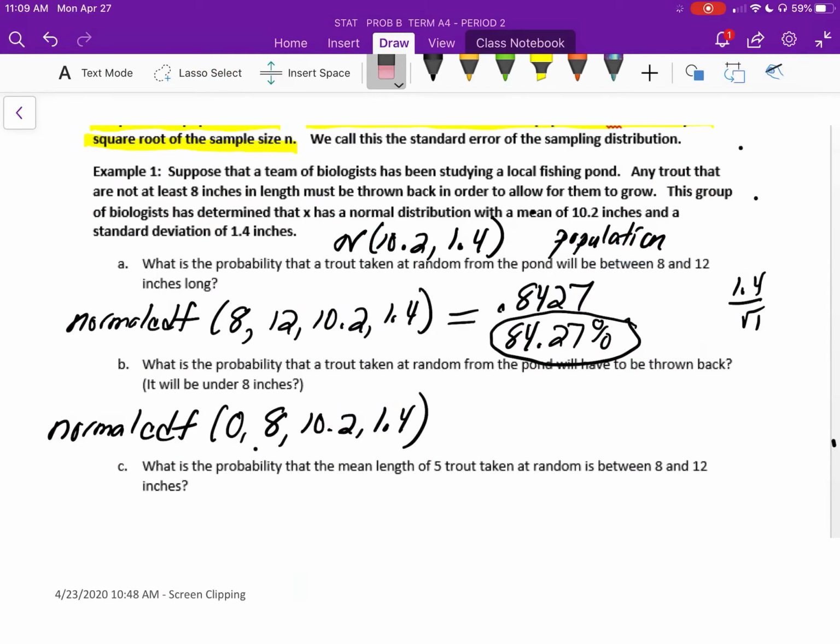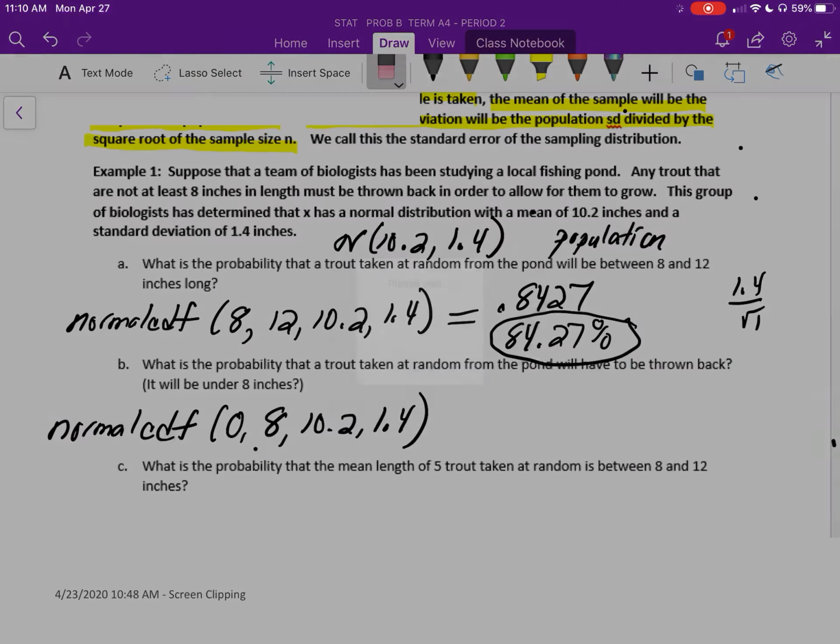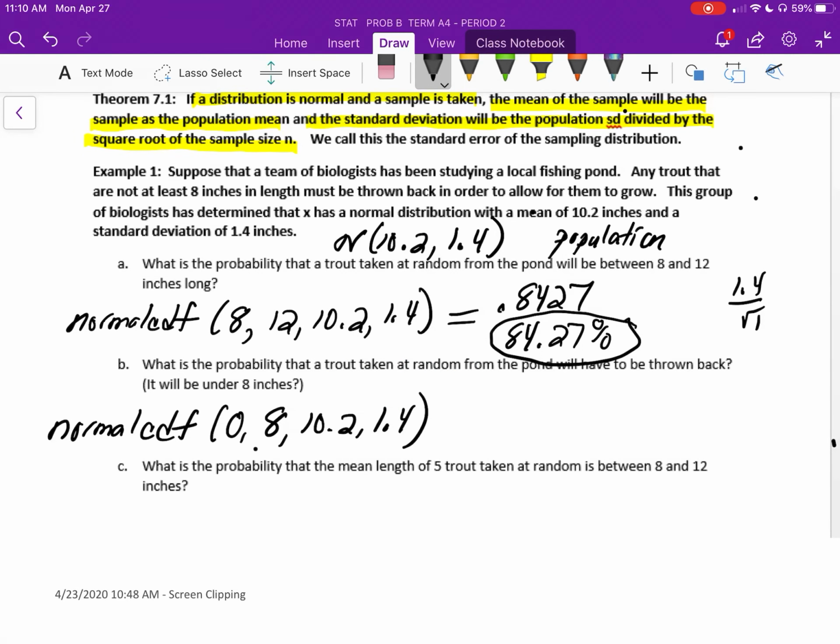So that tells us that only about 6% of the time, 5.8%, that means that 6 out of 100 fish are undersized. It means it's pretty good fishing, right? Most of the time you're going to be able to catch a fish that you can keep, if you're into that.